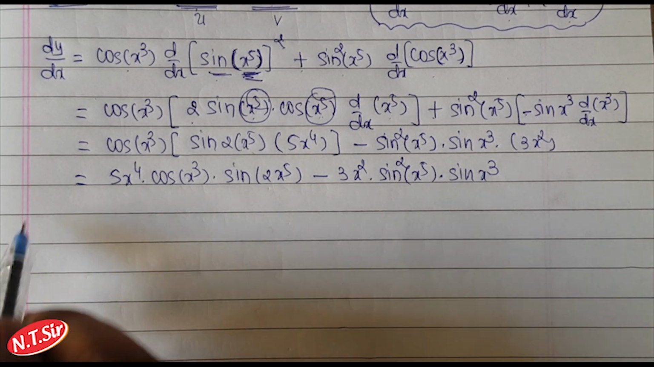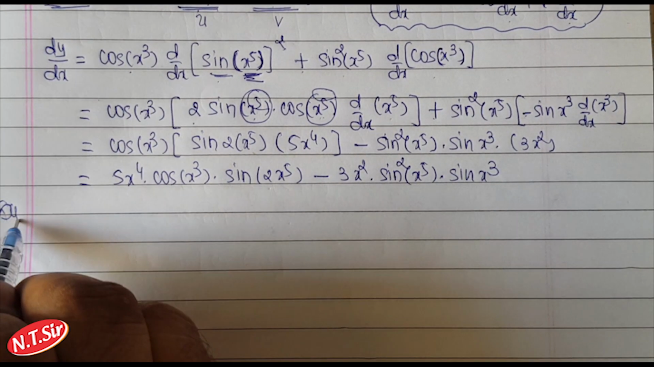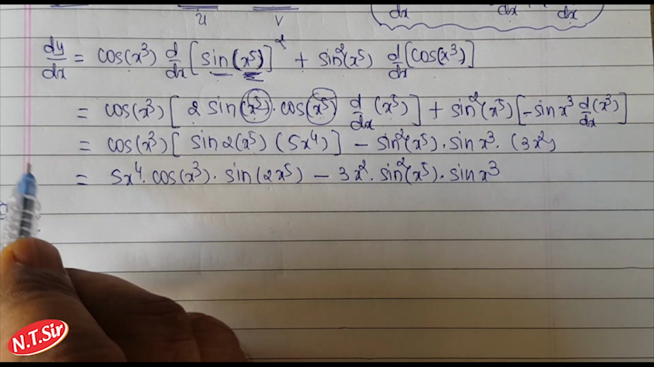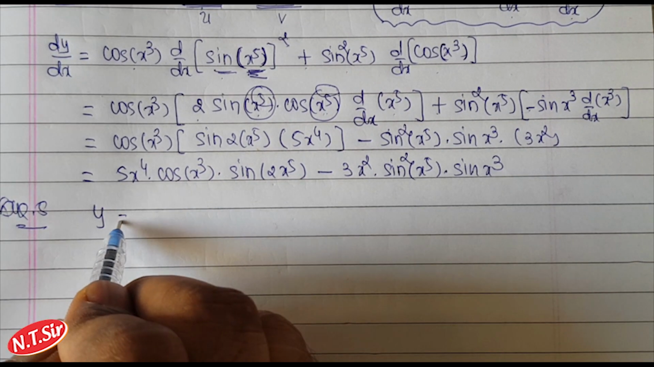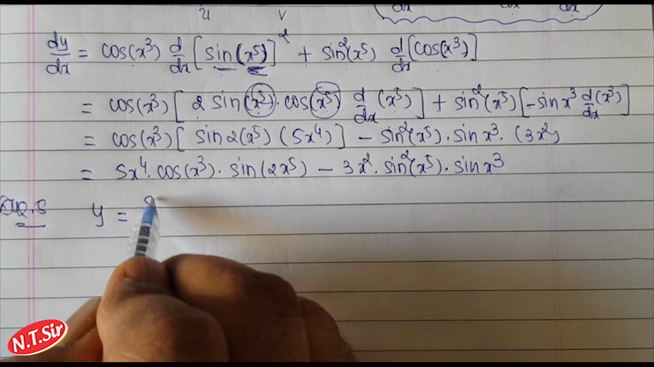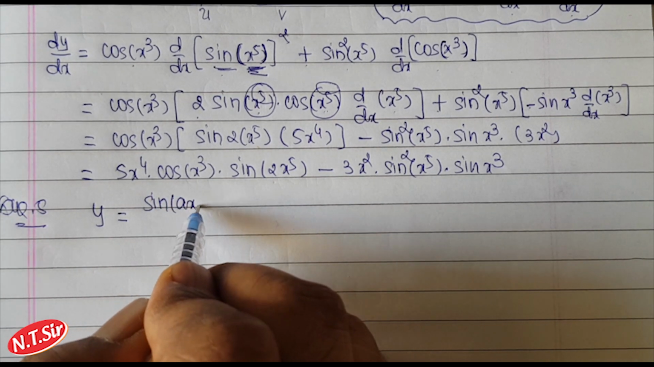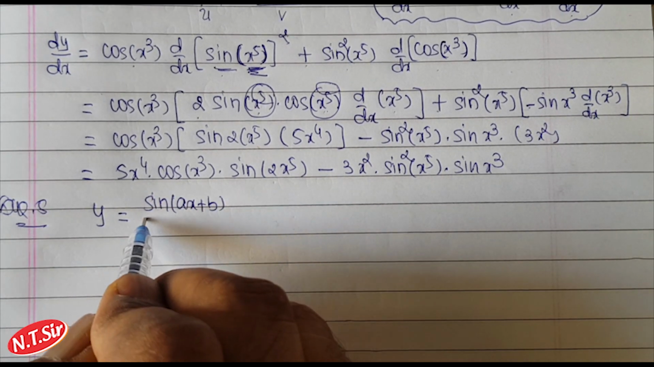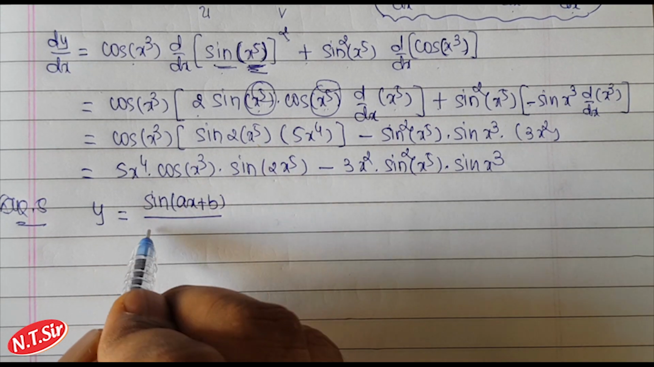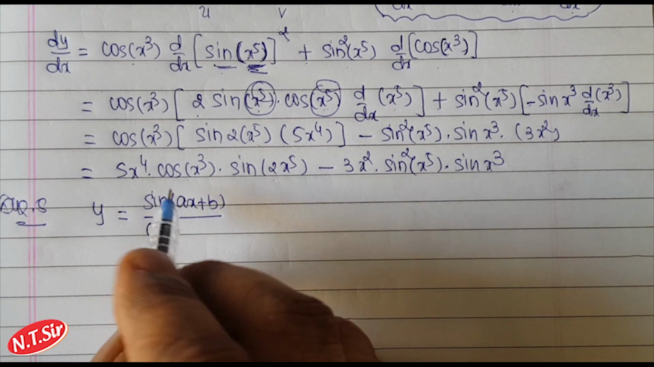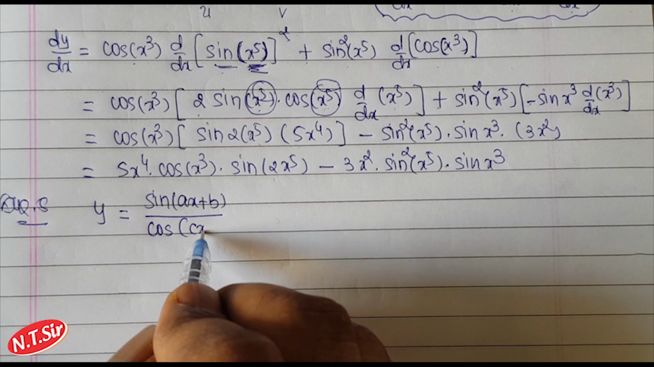Question number 5. Y is equal to sin ax plus b whole upon cos cx plus d.